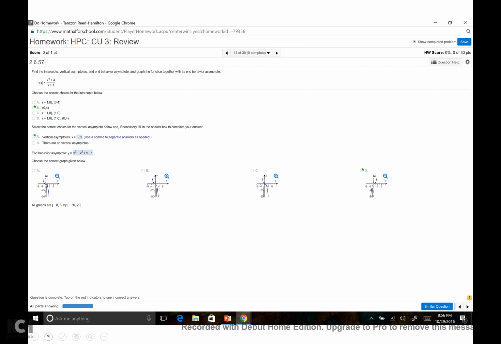Same directions and behavior asymptote. Okay, so we want the intercepts. To get my x-intercepts, we set numerator equal to 0, so I have x to the 4th equals negative 4. Take the 4th root. Because you're taking the 4th root, that's not going to be real. Those are going to be imaginary. So there are no x-intercepts.